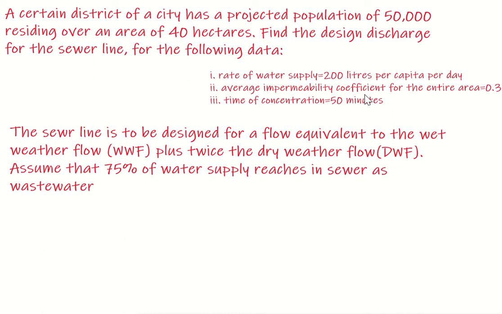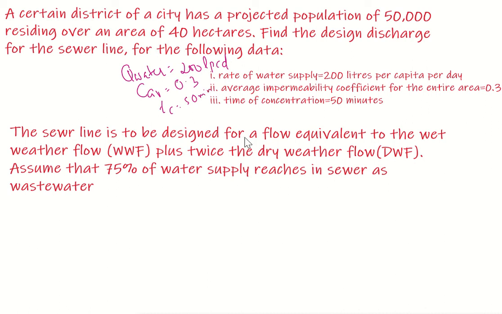The average impermeability coefficient, that is the runoff coefficient for the entire area, is given as 0.3. The time of concentration is 15 minutes. So given here is the rate of water supply, 200 liters per capita per day. Then the average impermeability coefficient, that is runoff coefficient, is equal to 0.3 and the time of concentration is equal to 15 minutes. So these are the details given.